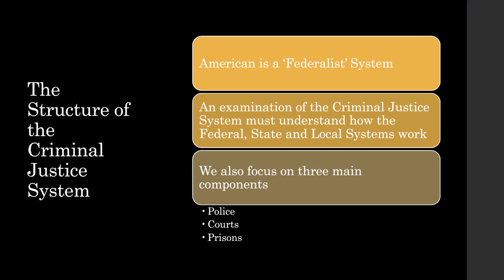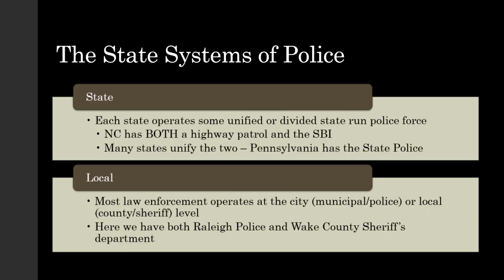So our structure now is a federalist system. And to understand these concepts of justice, you have to understand the system itself. You have to understand that there is a federal component, a state component, and a local component. And then further, there are federal police, federal courts, state courts, federal prisons, state prisons. For the state, if we look at the police, most states will adopt, well, it's about half and half, it's about split. North Carolina will have a splitting of its police. We have a SBI, the State Bureau of Investigation, and we have a highway patrol.